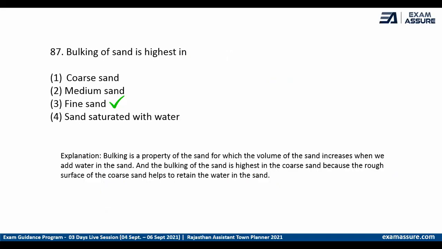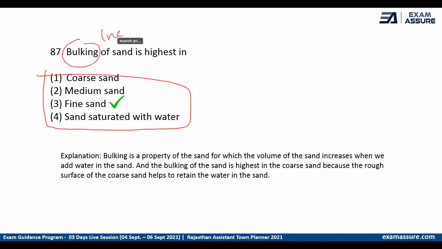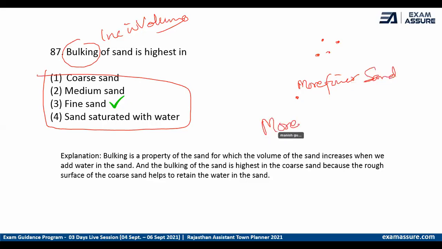The bulking of the sand. See how we can check from the options. What is bulking? Bulking is the increase in volume. So if the sand is finer, it means more fine sand, more surface area. Surface area is increased on increasing the fineness. If the surface area is increased, the water surrounding the sand will increase. On increasing the surface area, this will lead to the bulking of sand.